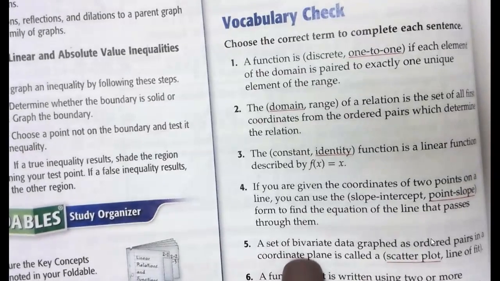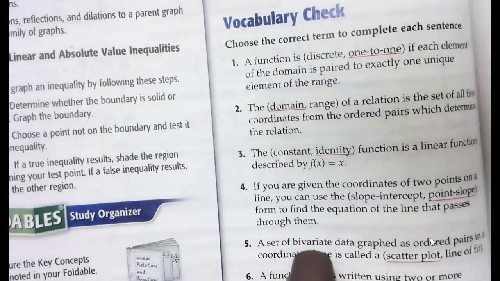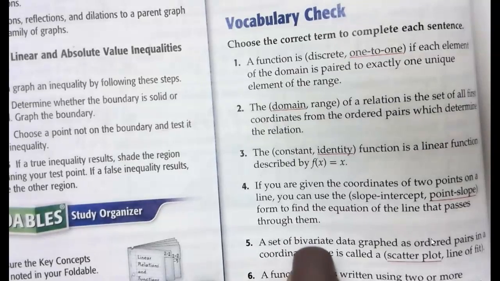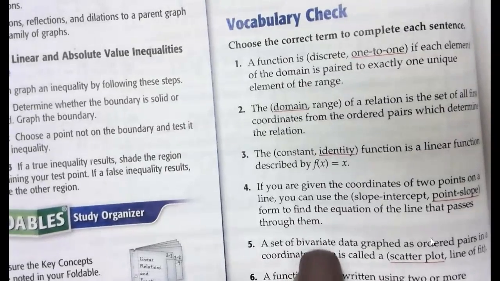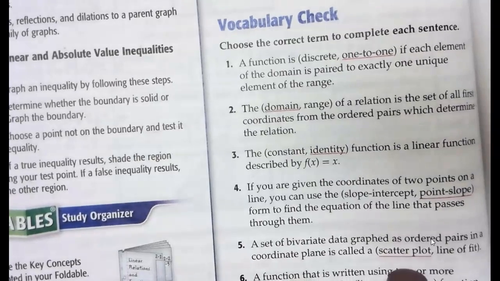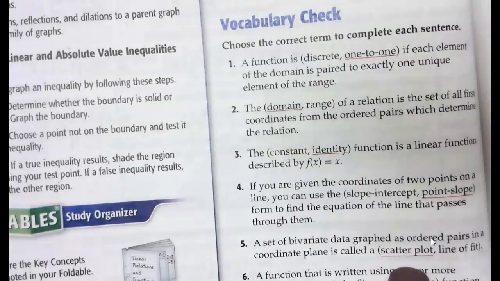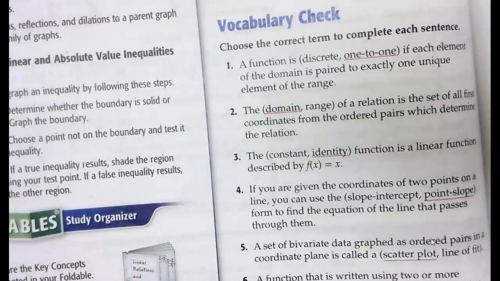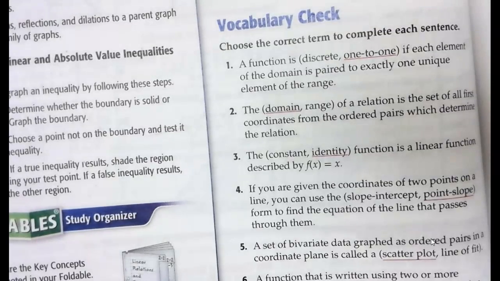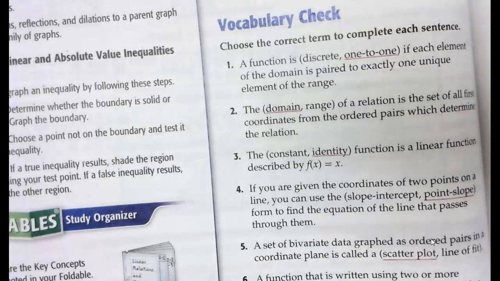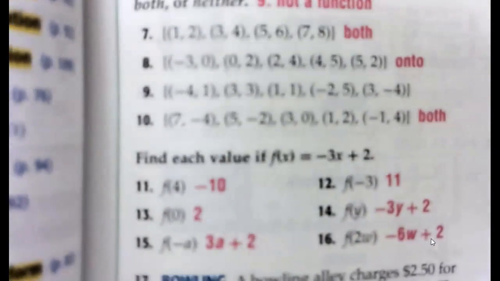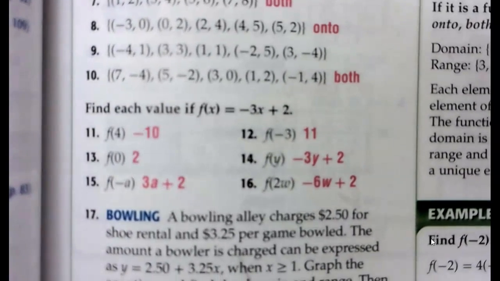5, a set of bivariate data. Bivariate just means 2 types of data. Bi meaning 2, like a bicycle has 2 wheels. Binomial means 2 parts. So that is a scatter plot. A scatter plot represents a set of ordered pairs. Number 6, when you write 2 or more expressions together, you get a piecewise. Okay, number 7. Actually, sorry, JK. 8 was onto.